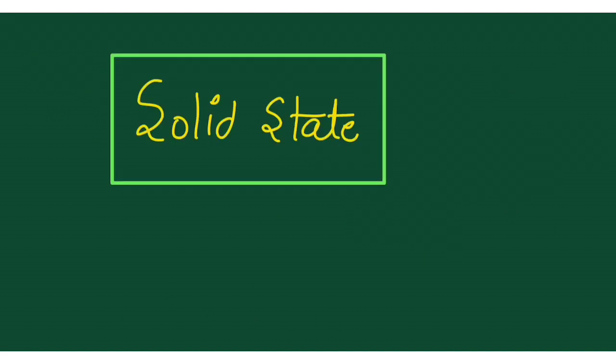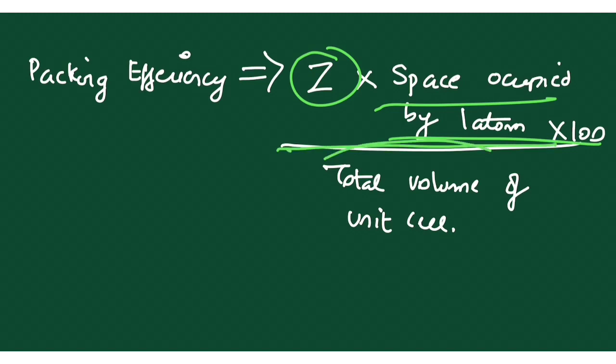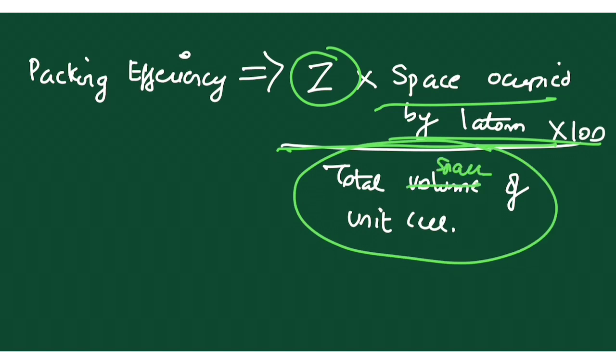Now, let's move to the solid state. Very important. 3 questions came in IIT JAM 21 from solid state. Okay. Let's move forward. So first formula is packing efficiency. Packing efficiency is given by Z into space occupied by one atom, divided by total space of the unit cell, into 100. Okay. This is what you have to remember.